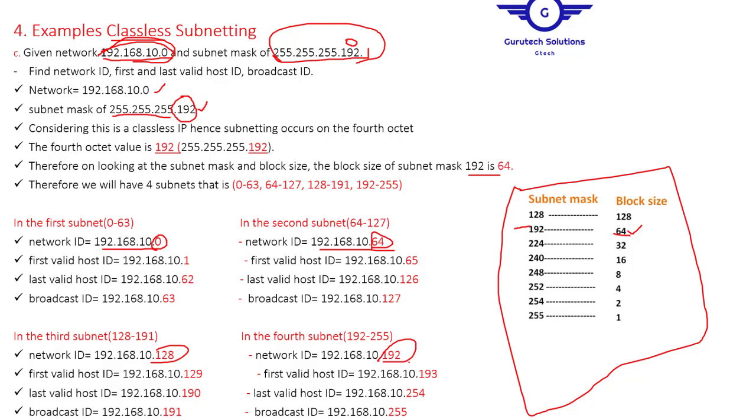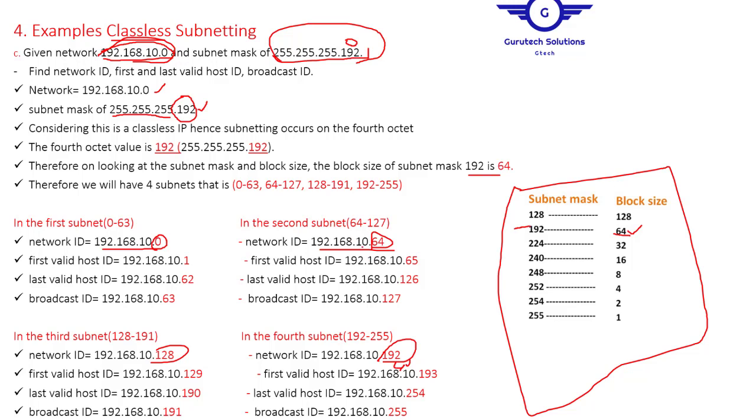But if you add 64 for a fifth subnet, it will be much higher than 255. So it ends here, with only 4 subnets. So that's where we calculate the first valid host ID, last valid host ID, and broadcast ID.